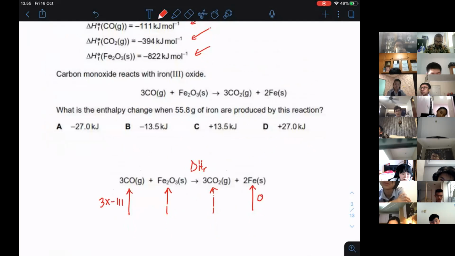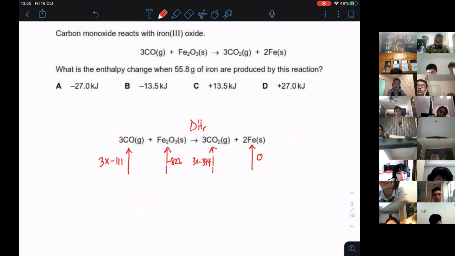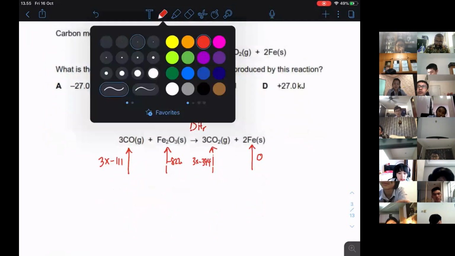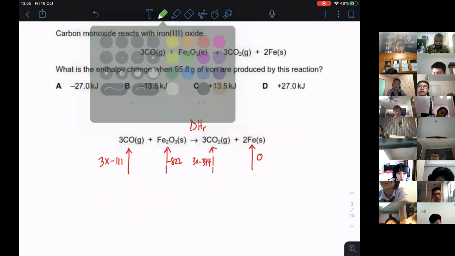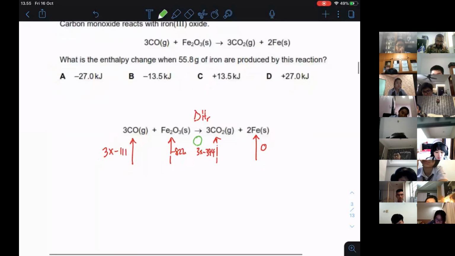To form CO2, I need 3, so 3 times negative 394. To form Fe2O3, only 1 mole, so negative 822. I hope you understand. No need for me to write down a big circle, a small circle will do. Over time you will learn how to apply this; I don't even write it down. I'll just say clockwise equals anti-clockwise.